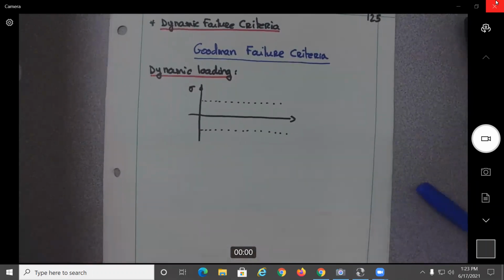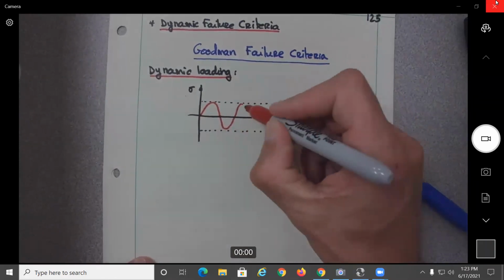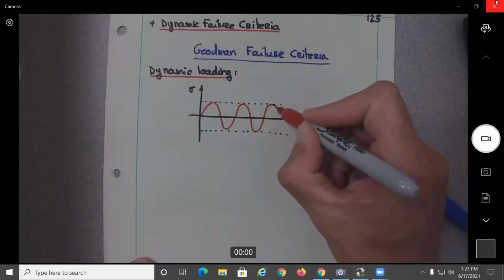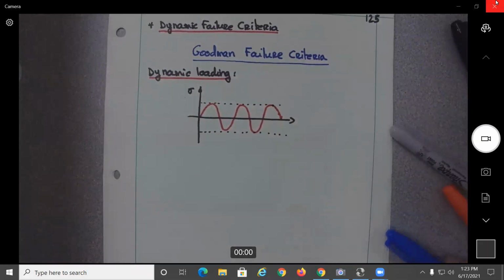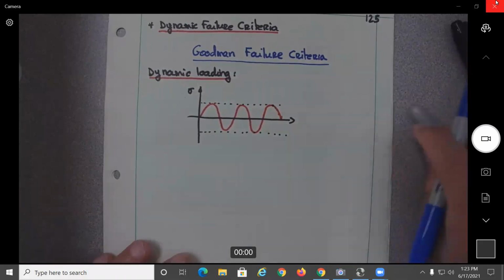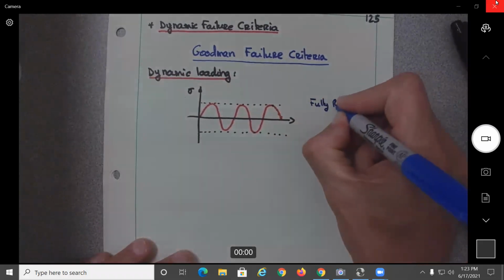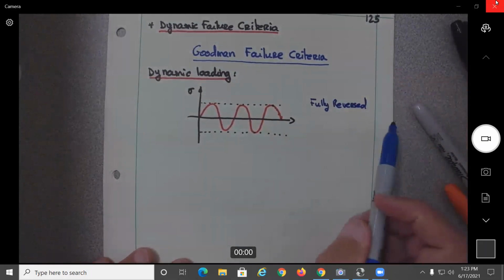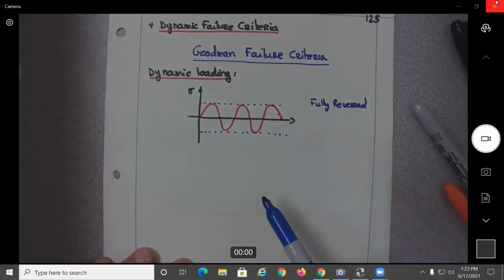So with this, we can go from, let's say, this point here, down, up, down, up, down, and so on. And this is the one that is known as fully reversed, which is the one that happens many times on the shafts, no? Because you go from up, down, about the zero line.